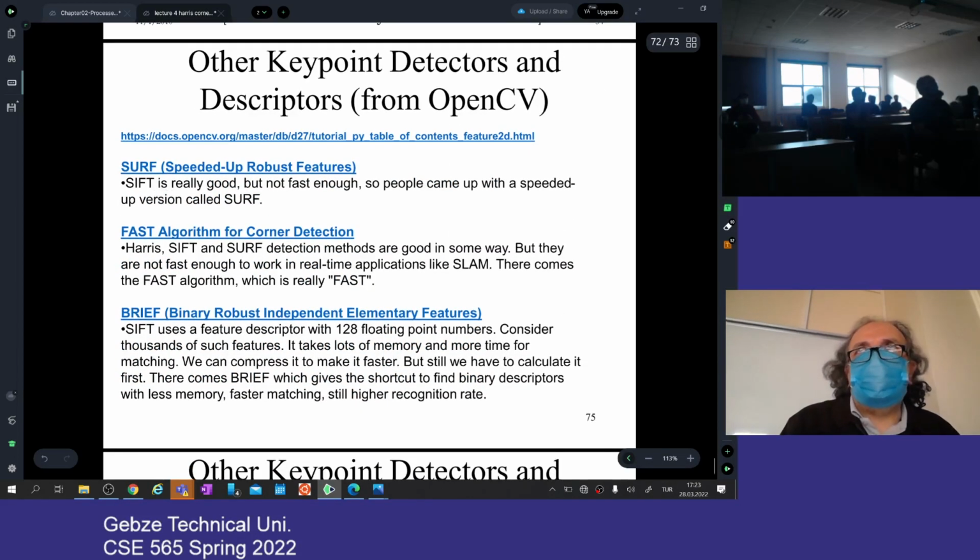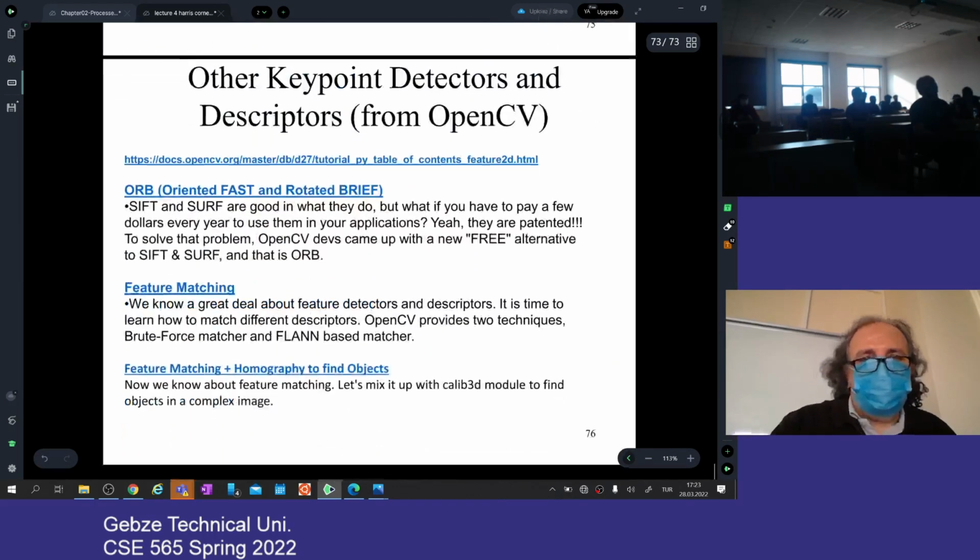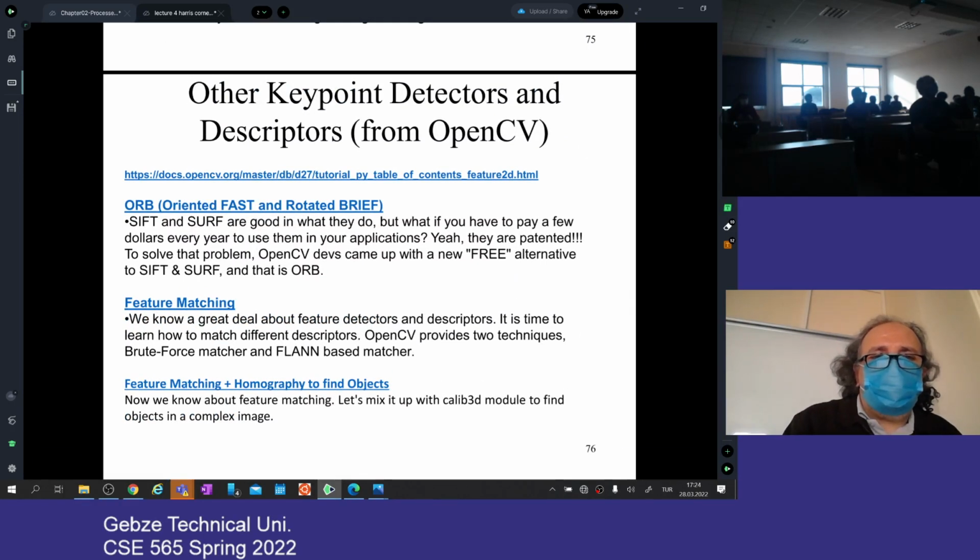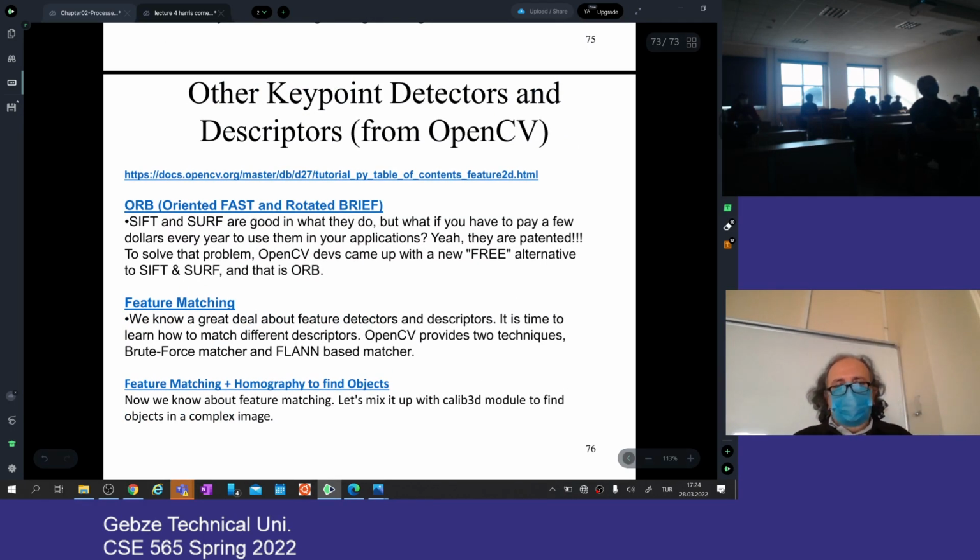SURF is not SIFT, but it is faster. FAST is much faster. BRIEF is much faster. Then we have the color information and so on. And I will show you how to do that using OpenCV. Okay? And after that, I will start talking about multi-view geometry, multi-view camera geometry, and stereo.